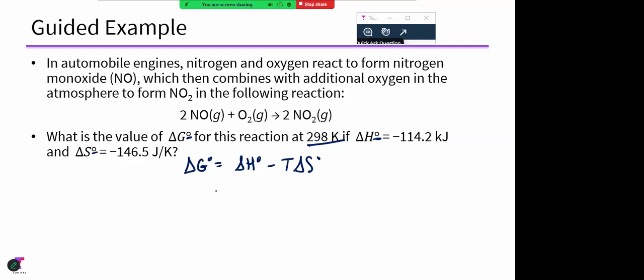We're trying to find delta G. We're told that delta H is negative 114.2 kilojoules. We're at 298 Kelvin. And delta S is negative 146.5 joules per Kelvin.